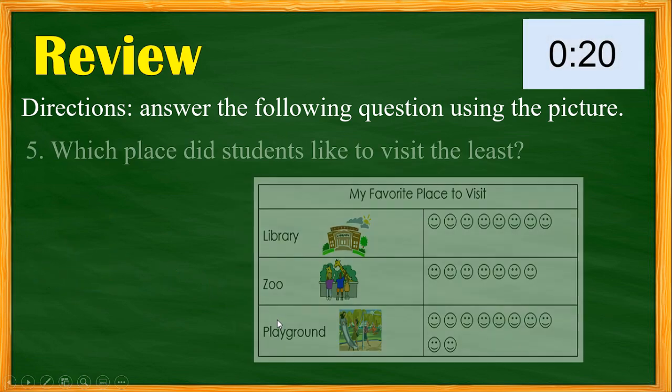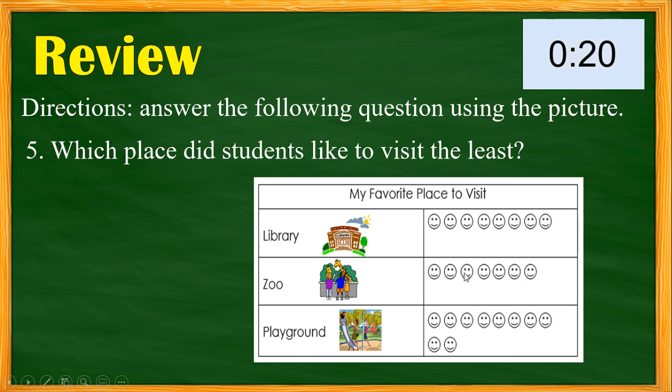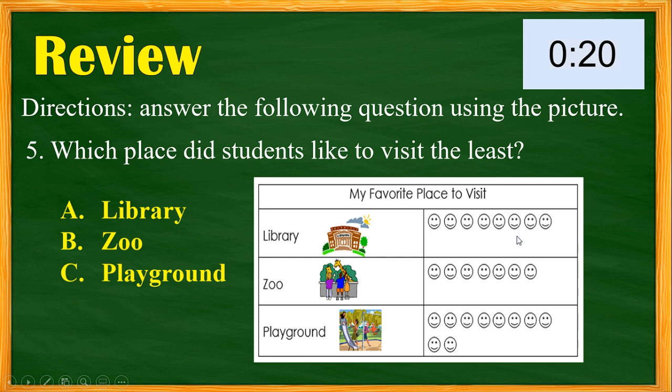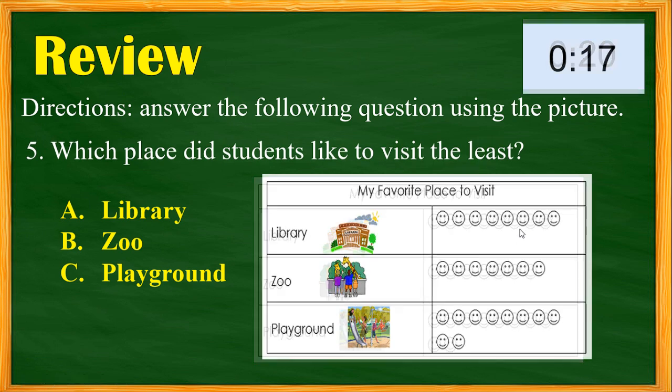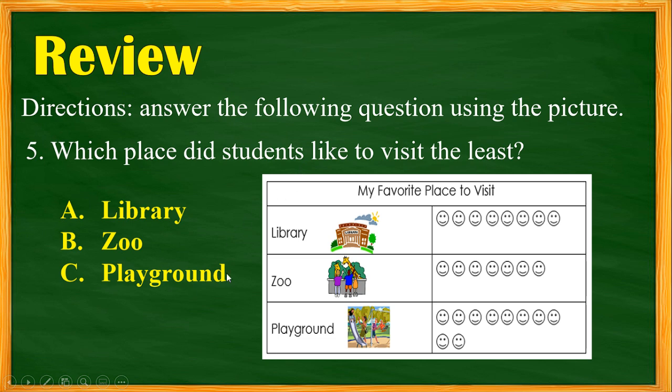And for number 5, which place did students like to visit the least? Is it letter A, library, B, zoo, or letter C, playground? You have 20 seconds. Your timer starts now. So, which place did students like to visit the least? Time's up. Now let's reveal the answer. The answer is the zoo.